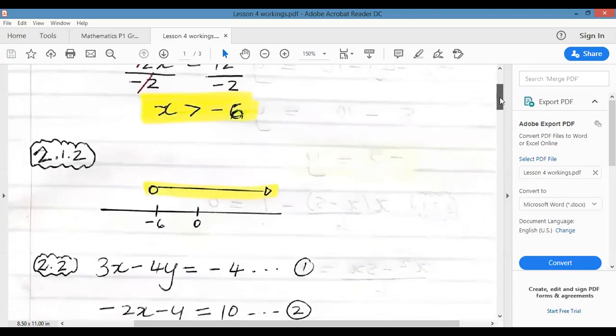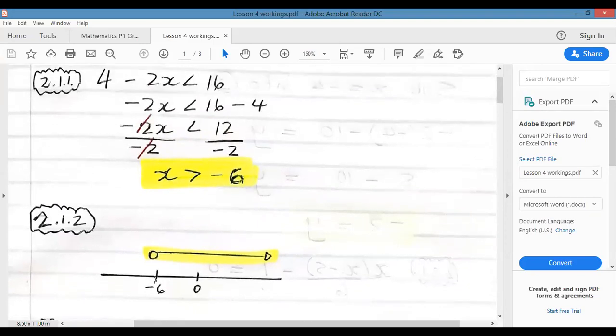So now, how are you going to represent this one? You're going to say, okay, here's my negative 6, but the arrow must go on your right-hand side, because it said x is greater than negative 6. Anything that is greater than negative 6 is this side, guys, right? And remember, you don't have to shade your circle here. You only shade if it was greater than or equal to. But if it was just greater than or less than, you don't shade this small circle. I hope it makes sense.